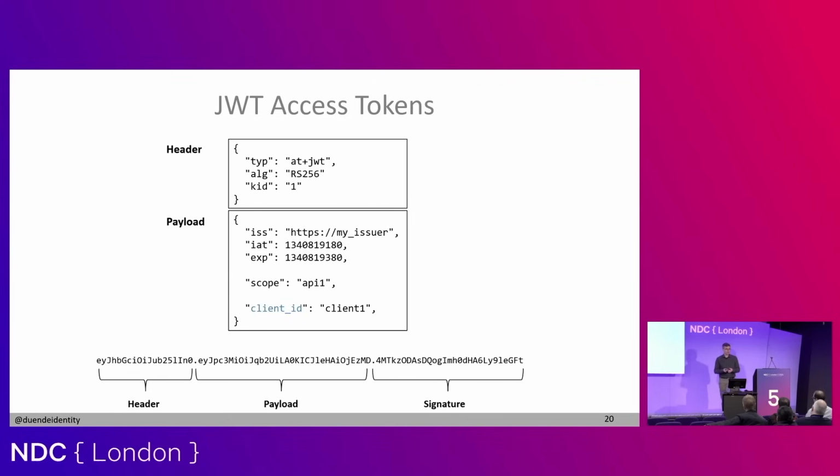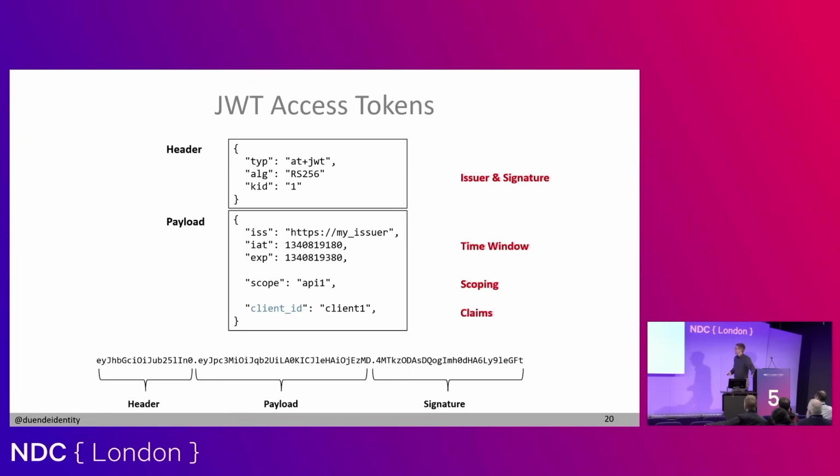But it's often a JSON Web Token because it's a simple structure and it can be self-contained and validated without external API calls by the API. And there are client libraries available everywhere. A JSON Web Token access token contains a header, which should have a type header of AT plus JWT to indicate it's an access token in JWT format. It contains a payload, and in the client credential flow, it's simple. Who issued it? The issuer.